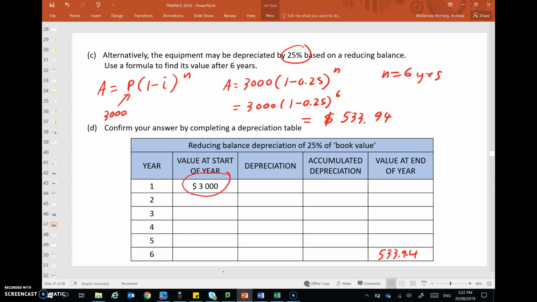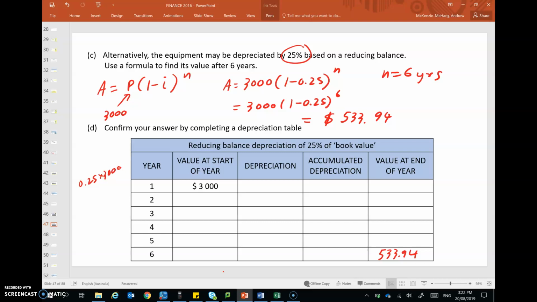So for this one, how do we work out the depreciation year upon year? That's the changes in this one from year to year. In the first year, we take 25% off 3,000. So 0.25 times 3,000.